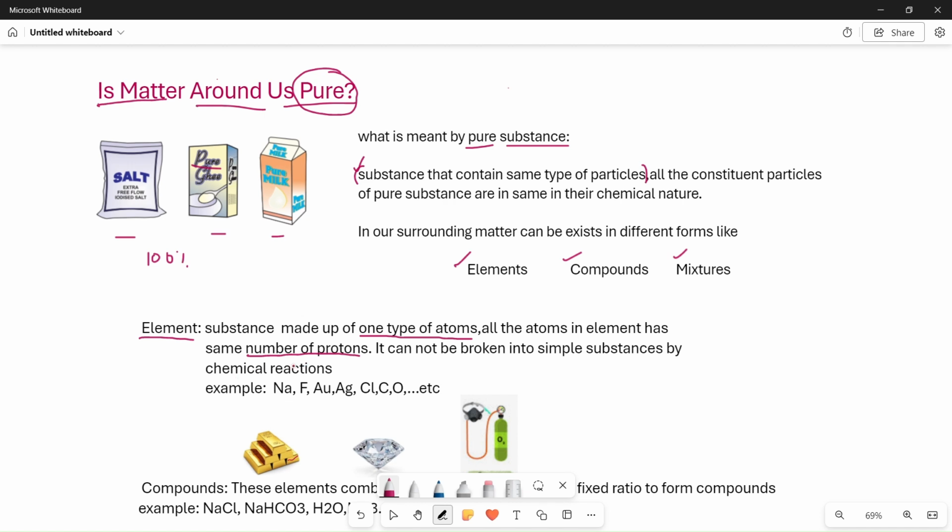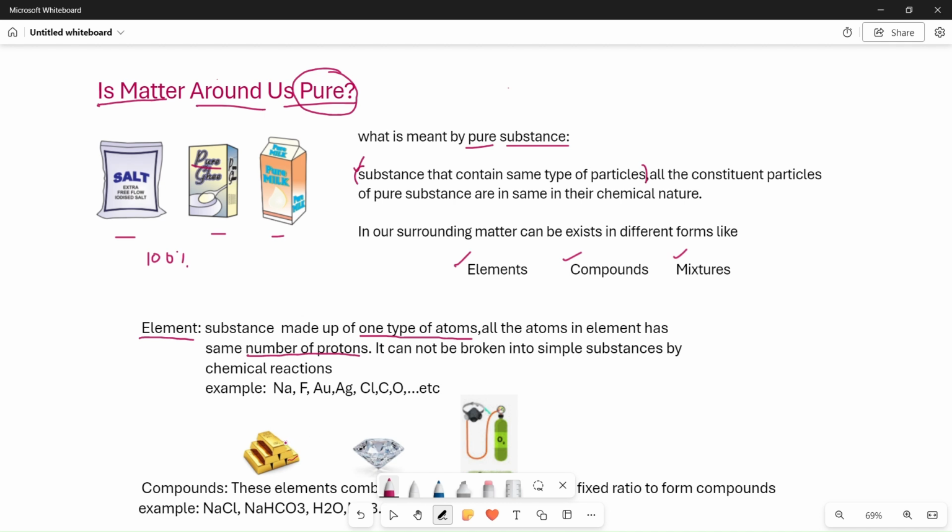Not just the definition, let's come to daily life examples. Examples are sodium, fluorine, gold, silver, chlorine. An element can be a metalloid, metal, non-metal, gas or anything, right? So suppose we take gold here. Why did I display this picture? Because when you take an ornament, it has some other substances like copper and silver, right?